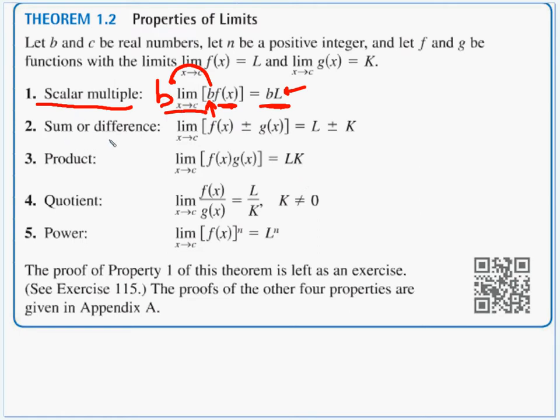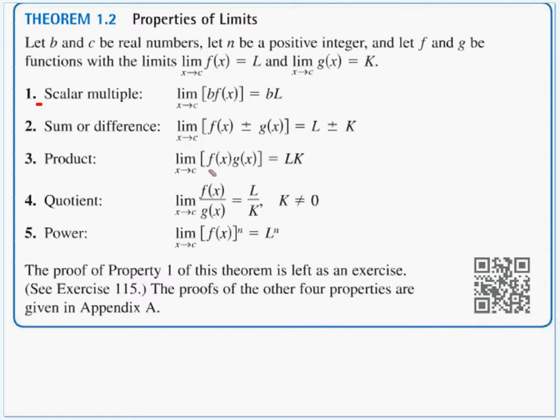Here we got sum or difference. The limit as x approaches c of f of x plus or minus g of x. Well, you could think about it, we distribute that limit notation, and the limit of f of x, that's this number L. The limit of g of x, that's this other number k. So we would add or subtract them, depending on whatever that is. So the limit of the difference is equal to the difference of the limits.